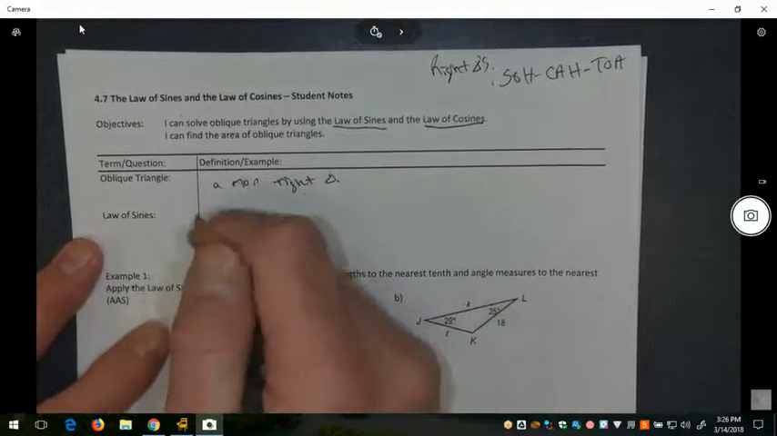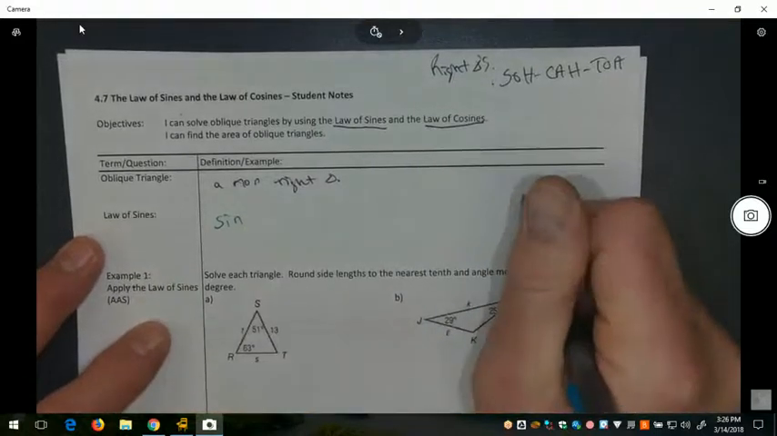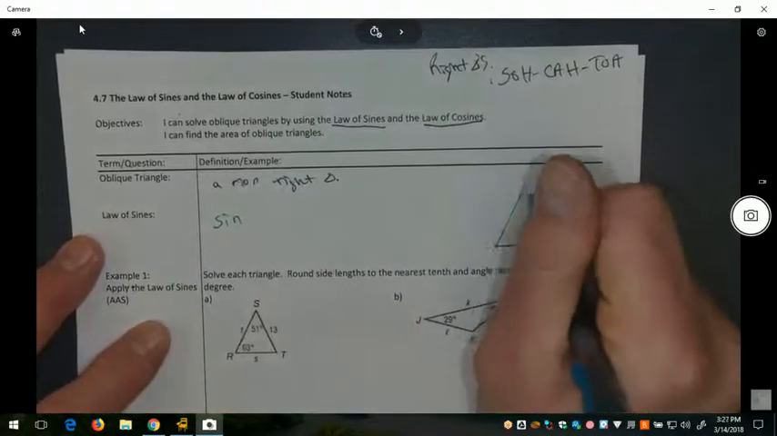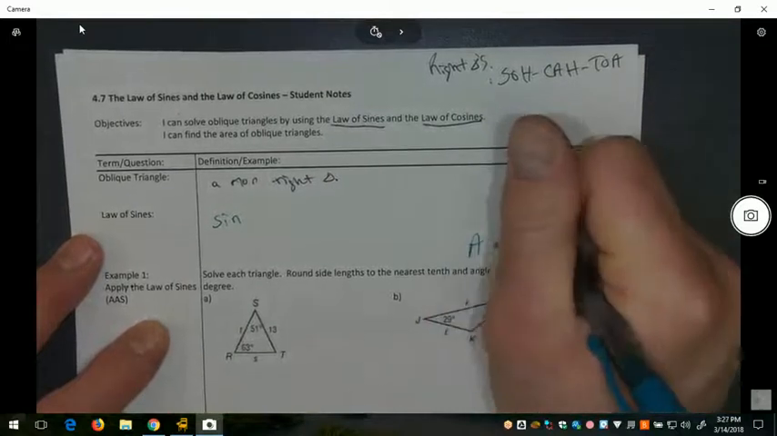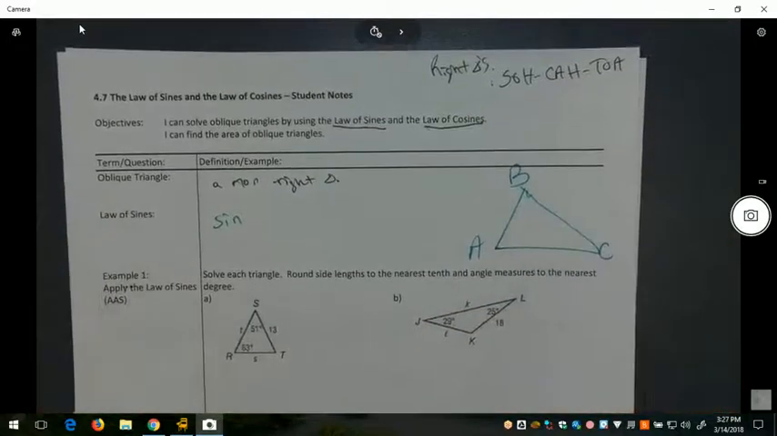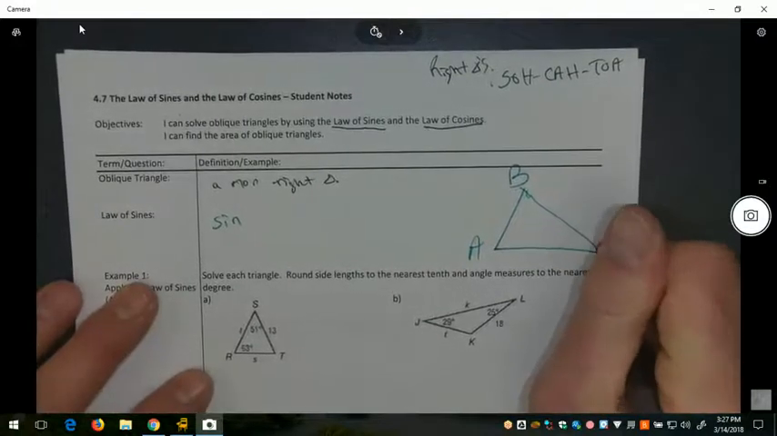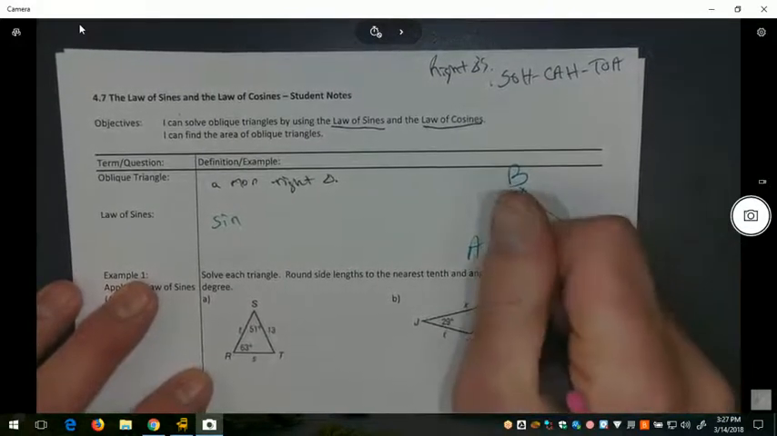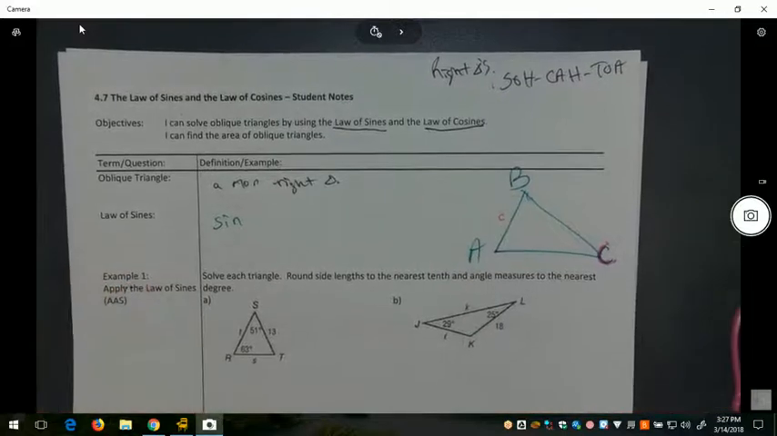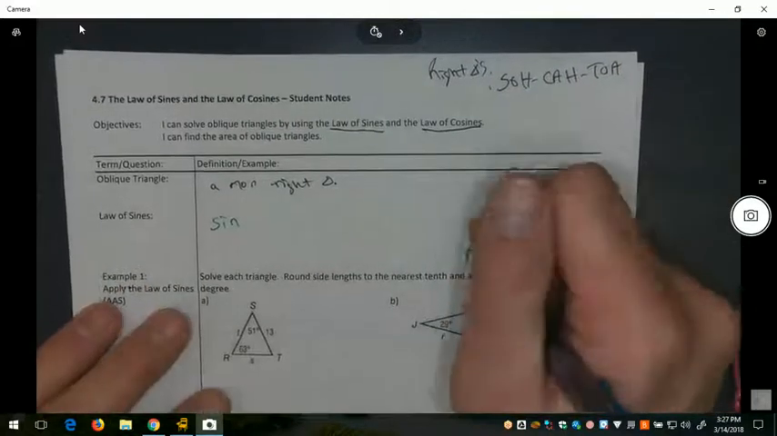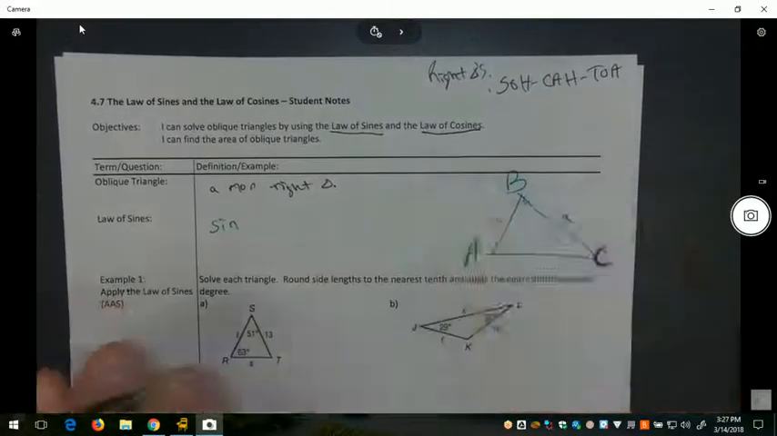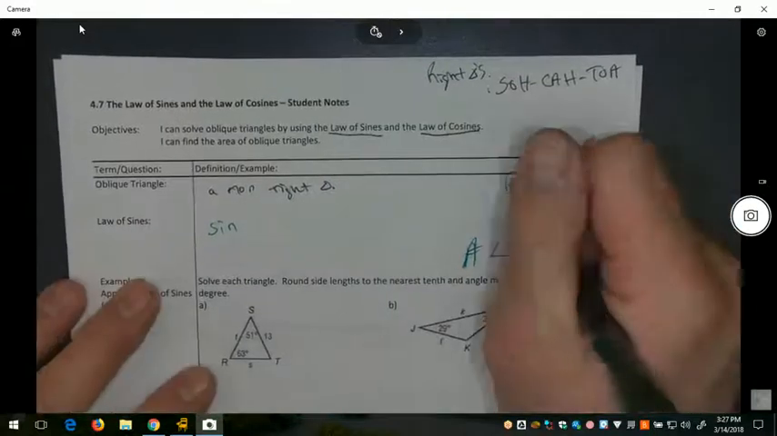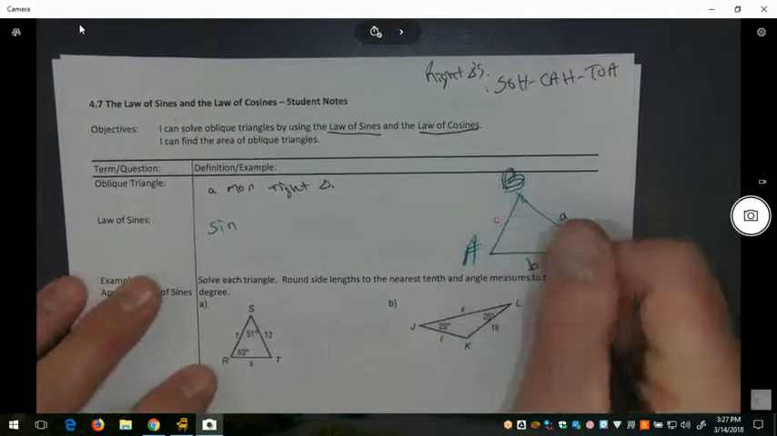The law of sines says that on any triangle, we're going to call this triangle ABC, the sides opposite of each letter have the same letter. So if this is angle C, then this is side C with the lowercase. If this is angle A, then this is side A with the lowercase. And if this is angle B, then this is side B with a lowercase.